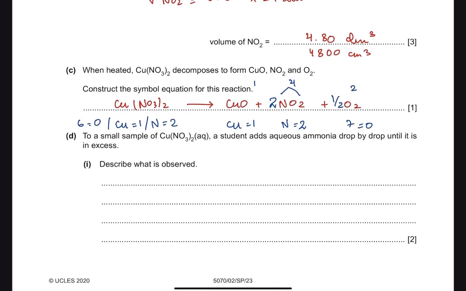To a small sample of copper nitrate, a student adds aqueous ammonia drop by drop until it is in excess. If you have watched my recent video about salt analysis, you would know that you will see pale blue precipitates which are going to give you a dark blue solution. So pale blue precipitates, and in excess it gives you a dark blue solution. Pale blue precipitates dissolve in excess aqueous ammonia to give a dark blue solution, right?